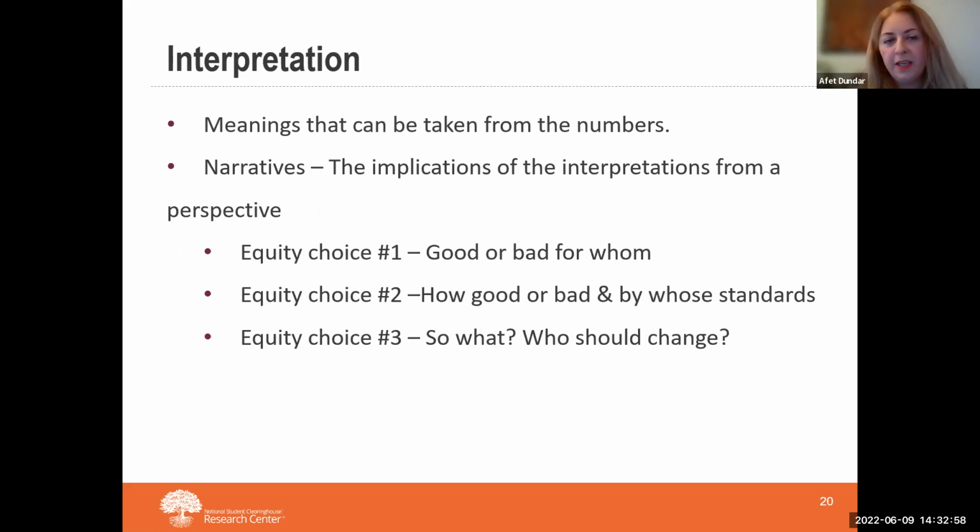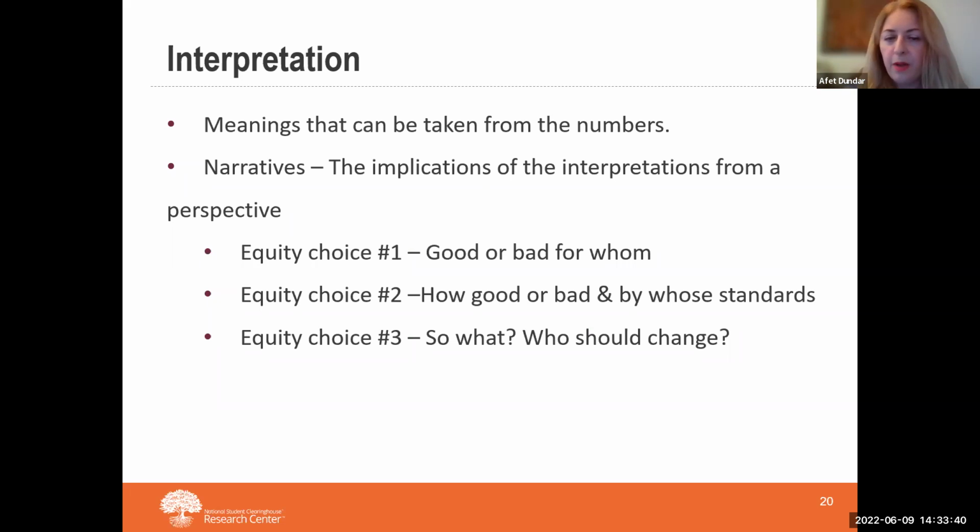And the interpretations, again, at the Clearinghouse Research Center, we say we have data, we put out the numbers, and we will continue doing that, right? We are hoping that other organizations that use our data will look at how to interpret this data, what meanings we can take from these numbers, and what the implications of the interpretations are, and from what perspective those implications are. And I put here equity choices 1, 2, and 3, and I specifically want to focus on number 3, which I mentioned earlier.